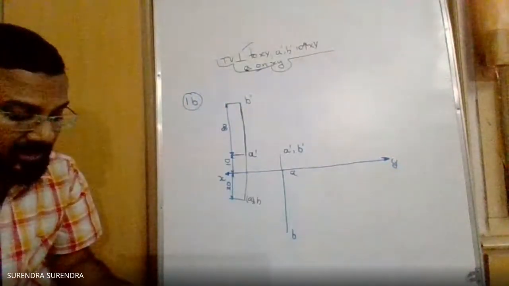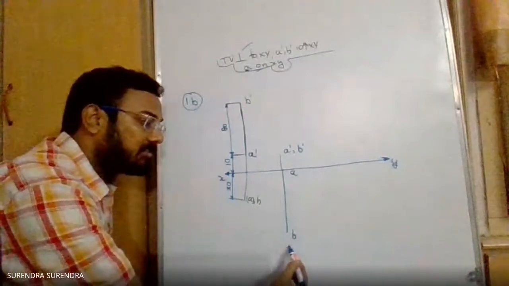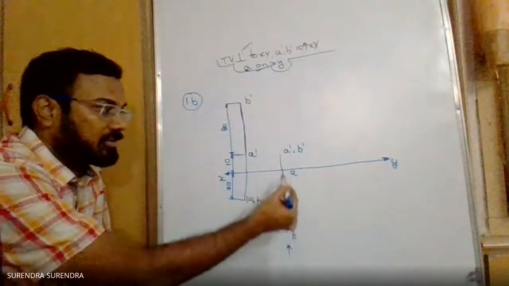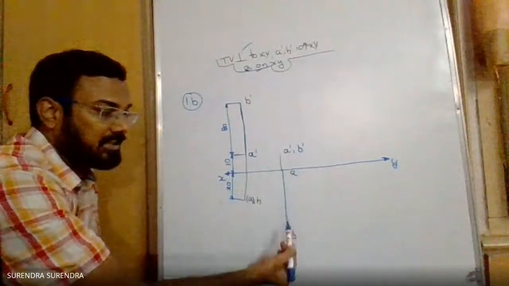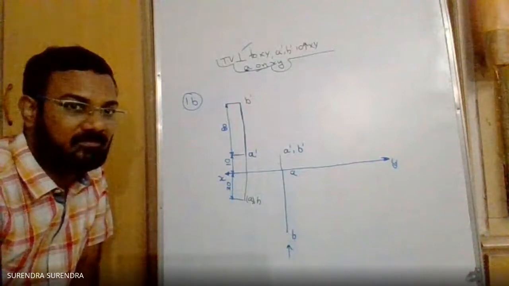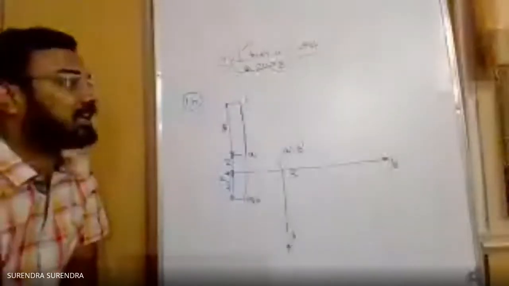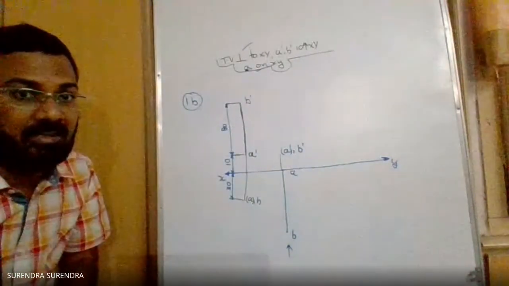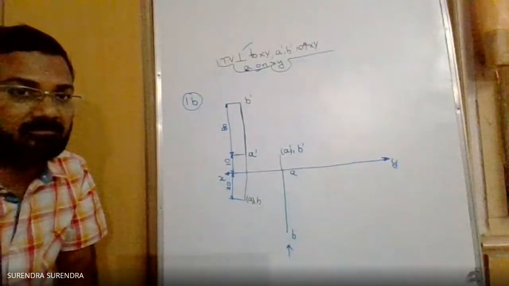So which point is hiding and which point is visible? Always remember, take it as a general concept: the observer always views towards the XY line. First we completed the top view. Now draw an arrow mark towards the XY line. If you are viewing in this direction, point B or point A, which point is visible? Yes, point B is visible, point A is hiding. So represent point A dash within brackets, indicating both are at the same point, but point A is a hiding point.